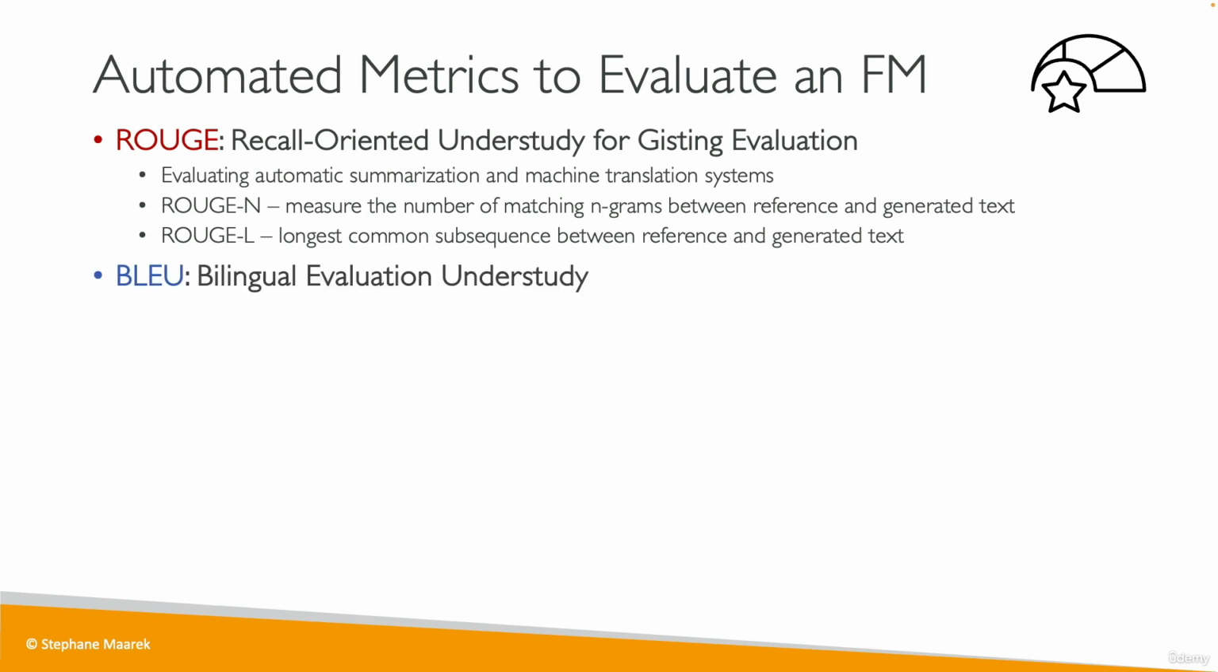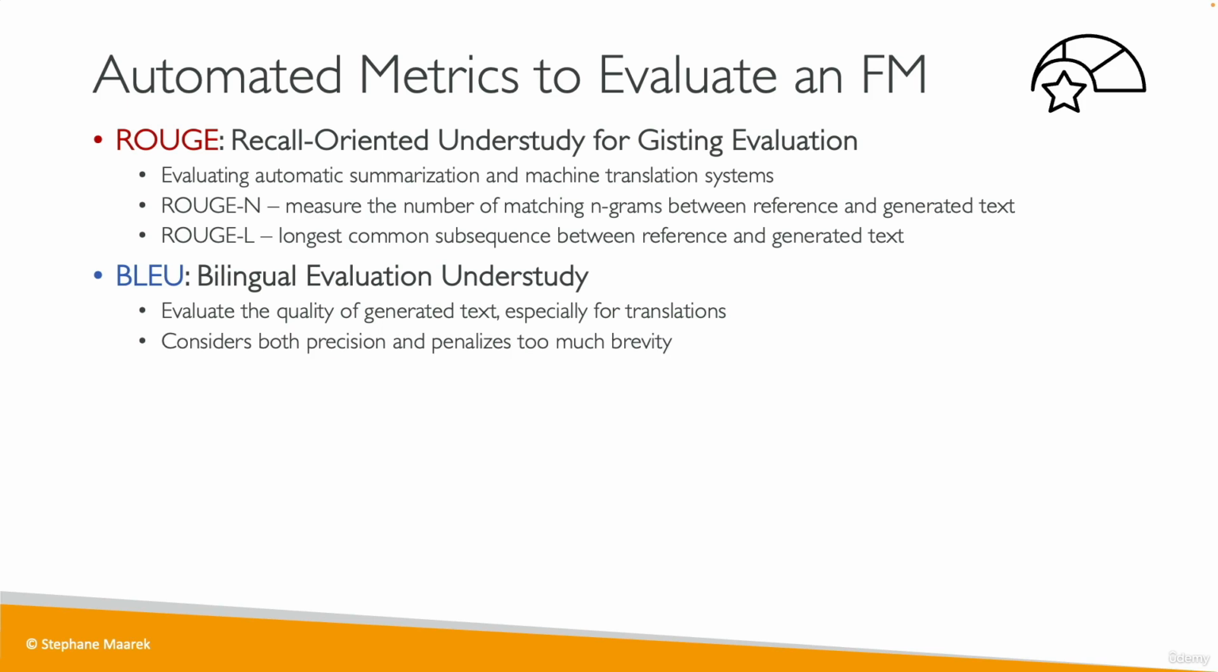Then you have BLEU. So ROUGE, by the way, is red in French, and BLEU is blue in French, so I just have some colors. BLEU is Bilingual Evaluation Understudy. So here, this is to evaluate the quality of generated text, especially for translation. It considers precision and is going to penalize as well for too much brevity. So it's going to look again at a combination of n-grams.